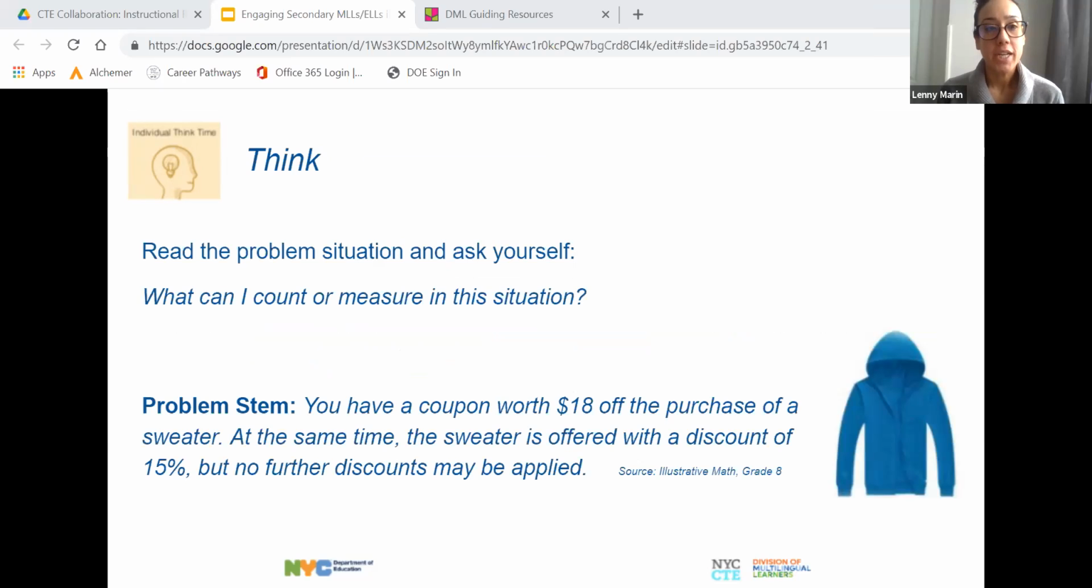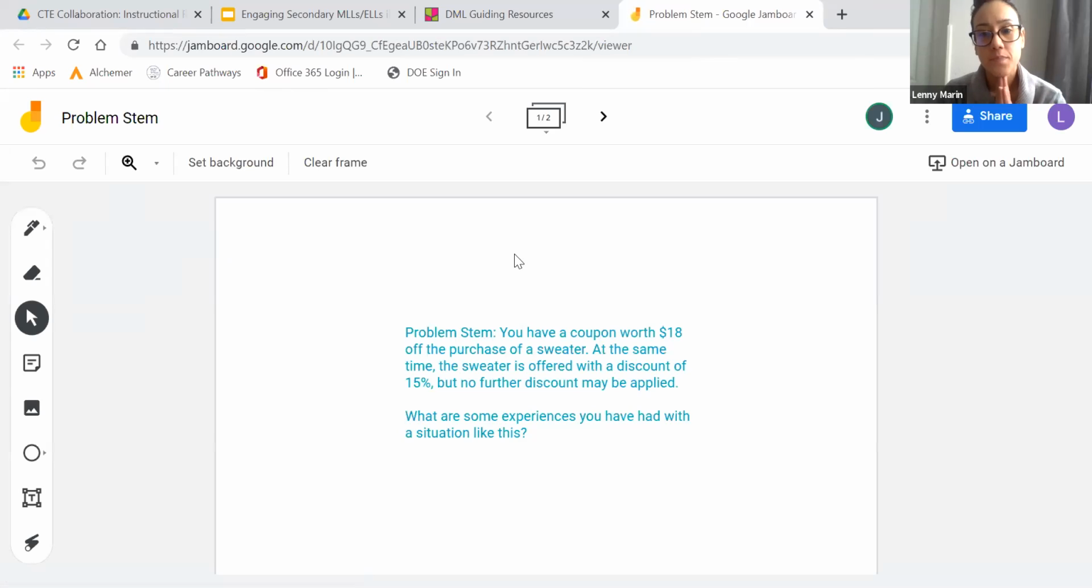In this part, we're going to read, and you're going to ask yourself as you're reading, what can I count or measure? But before you consider what you can count or measure, I really would like to take some time to put this problem into context for you and maybe consider the type of questions that can be asked. So we're going to go into a Jamboard link right now. I invite you to follow me here. I'm going to stay here for a bit.